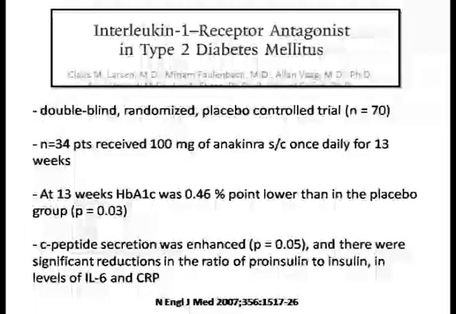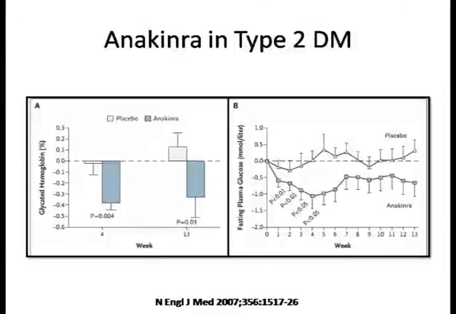This was a study published in NEJM. About 34 patients received 100 milligrams of anakinra, which is given subcutaneously. It targets the interleukin 1b receptors. At 13 weeks, HbA1c decreased by 0.46% as compared to the placebo, and C-peptide secretion was enhanced. One can appreciate a decrease in HbA1c and a decrease in fasting plasma glucose. And these are pro-insulin to insulin ratios.